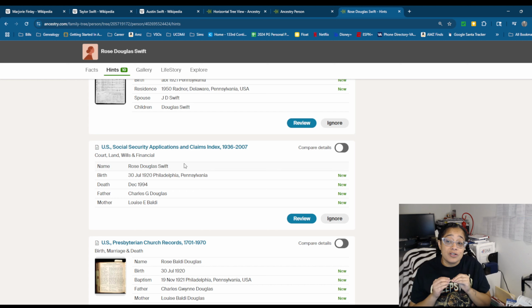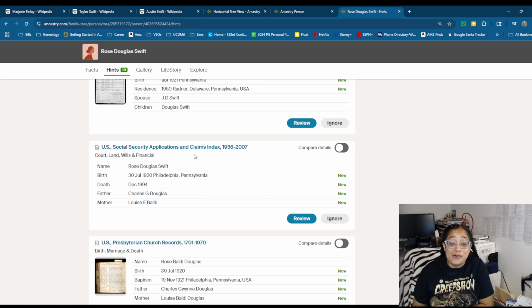Now remember, this is just the index, so it does not give all the information. You do need to order directly from the Social Security Administration the actual application if you want to see all the information that your ancestor put on the Social Security. It does cost some money, but they typically get them back to you very quickly, which is a blessing, right? I absolutely love working with it.